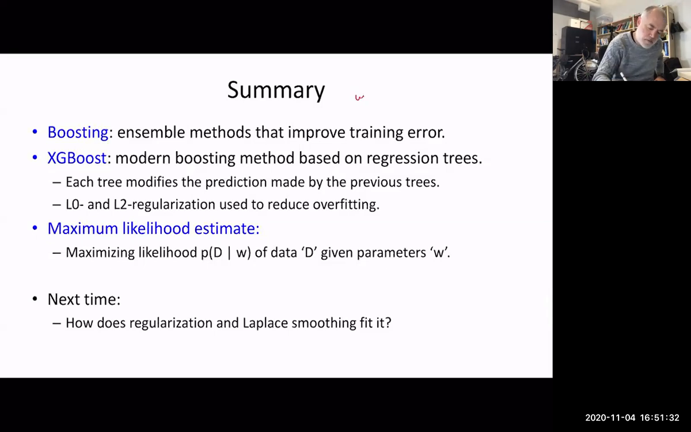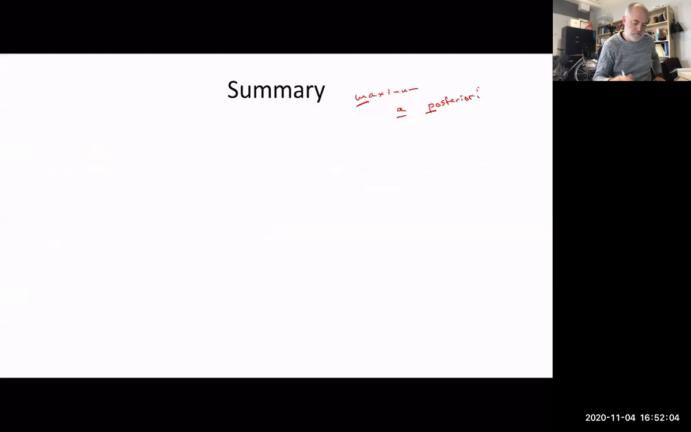MAP, maximum a posteriori. MAP. Oh, is that supposed to be explain like I'm 5? MAP, explain like I'm 5. Okay, we're going to do MAP next time and these sorts of things, but let's do it anyway.